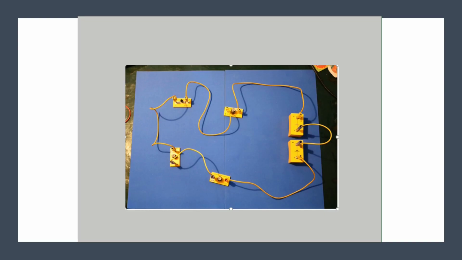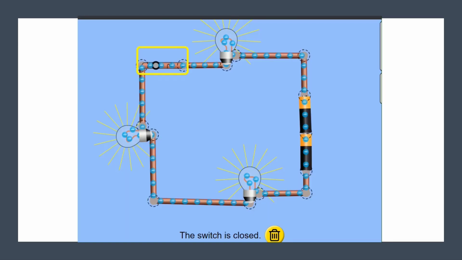This is the circuit that we're going to be modelling, but any circuit that you could build in the class could be used for this model. So we have 2 cells, 3 lamps and a switch. I've also set that up using the FET model here. There's my switch, 2 cells, 3 lamps. When I close the switch, the electrons will flow around the circuit.